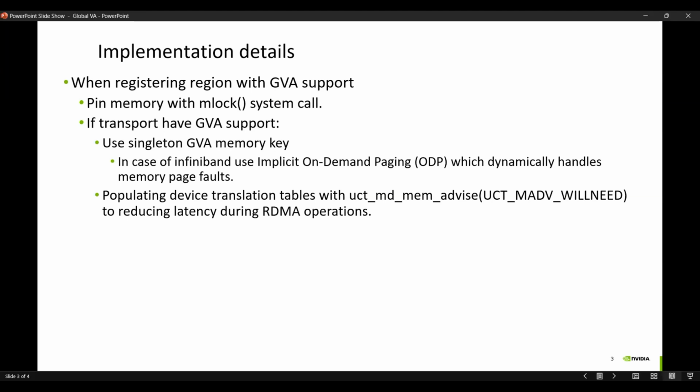Let's see if there are any additional questions online. I don't see anything typed in. Any questions? If a NIC would be used by multiple processes, we would have to map the entire virtual address range of every process to that NIC. Would that be a problem?